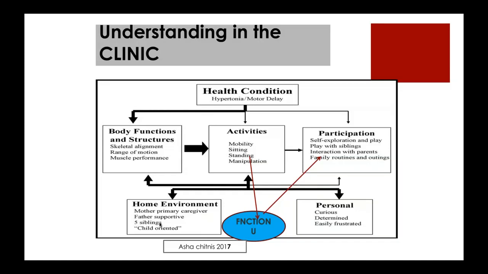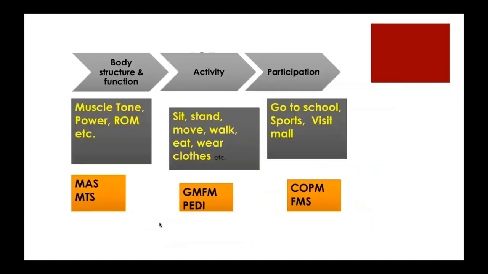If I further make it simple for you, I already explained to you this is muscle tone, power. How do you test them? Basic modified Ashworth scale, manual muscle testing. Guys, when you use these scores, they are not outcome measures, they are the body structure level.